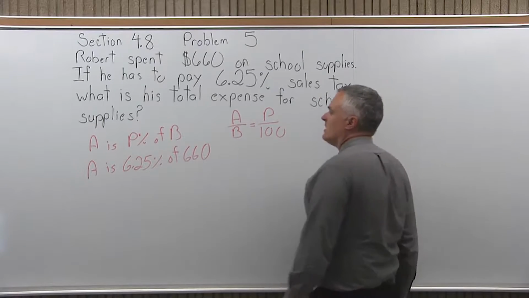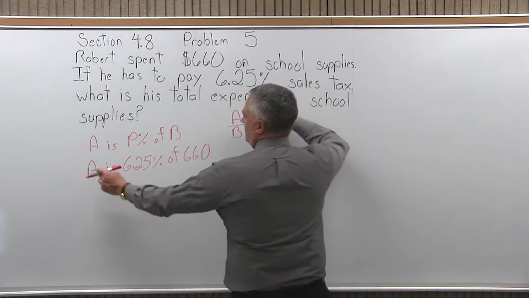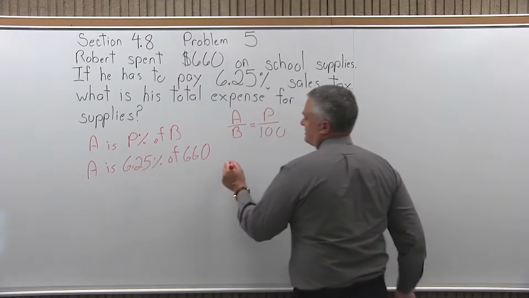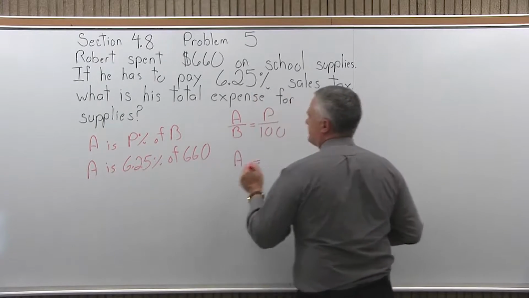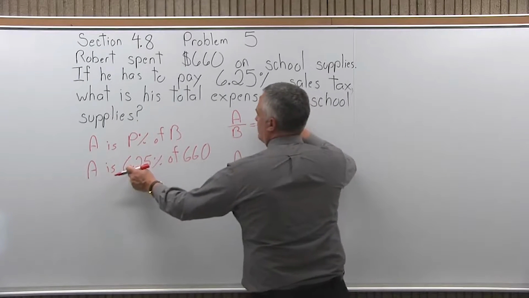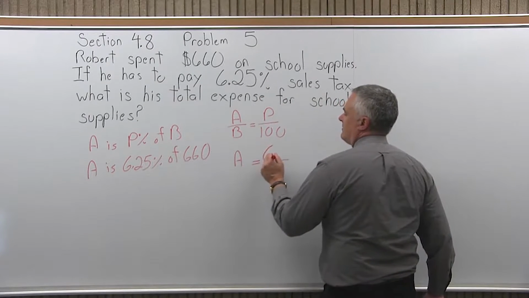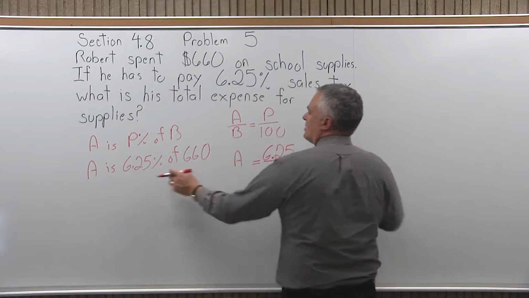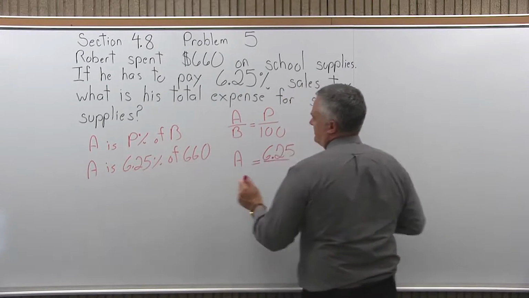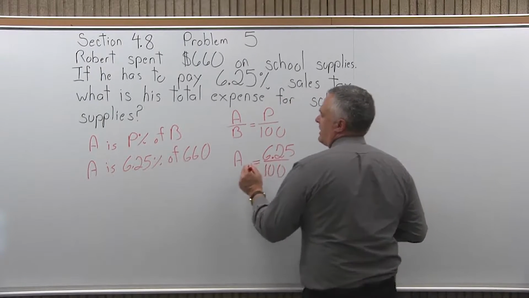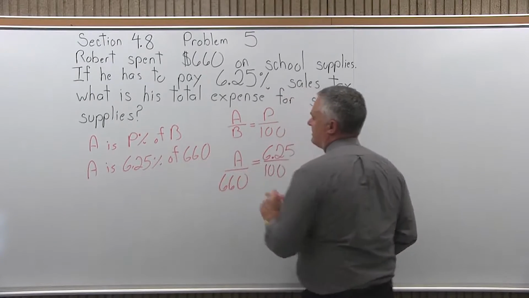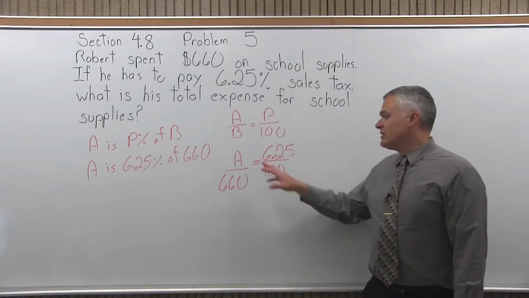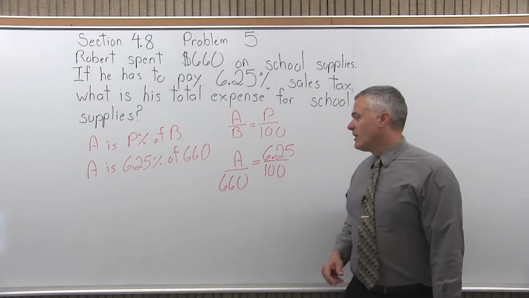So put it in my formula. A, that's the unknown, so it'll stay as A. The "is" becomes equals. P is 6.25. The percent is where the 100 comes from. The 100 is the percent. And then B in the denominator is 660. So there's the formula filled out. There's one unknown, and I can solve for it.